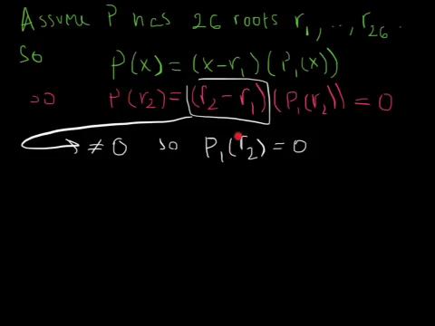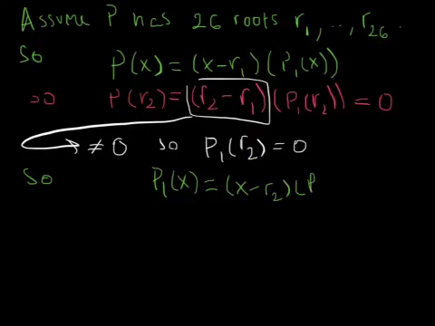That means that r sub 2 is not just a root of p, but it is also a root of p sub 1, which means that if r sub 2 is a root, what's a factor of p sub 1? Well, x minus r sub 2. So once again, I'm saying "so" a lot, but you can use some different words here. So p sub 1 of x can be written as x minus r sub 2 times some other polynomial, we'll call it p sub 2 of x.